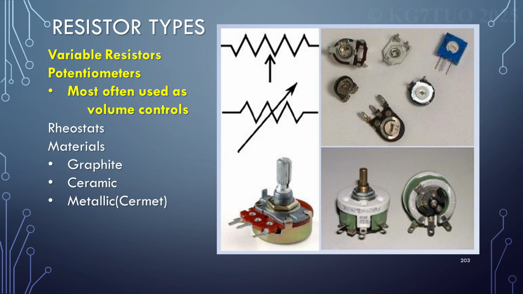And rheostats, materials are graphite, ceramic, metallic, cermet is what we call metallic. And there can be wire wound, they can taper.